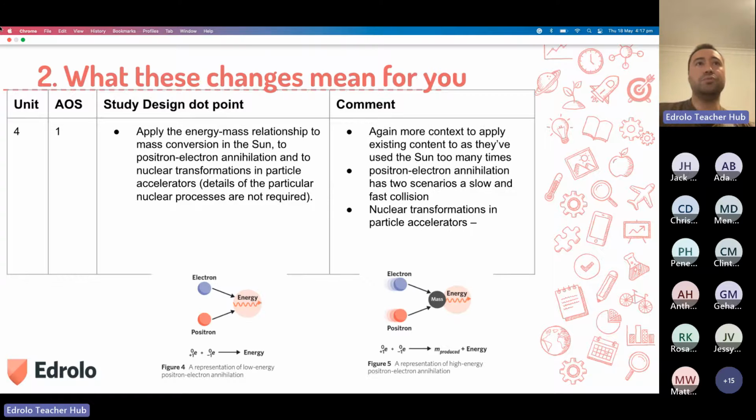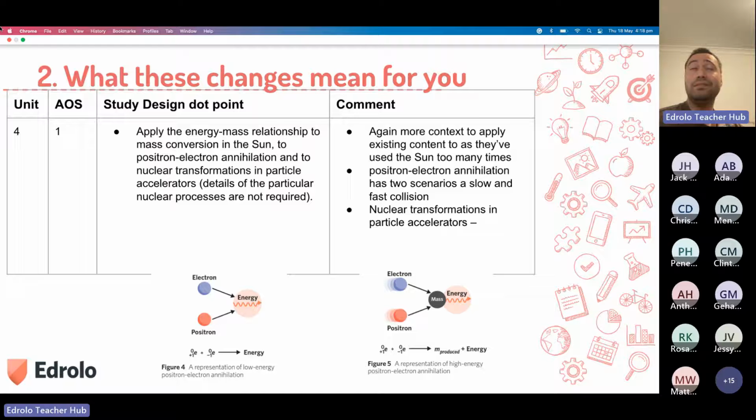That brings us to, all right, so again, in relativity, a new dot point, which is: apply the energy mass relationship to mass conversion in the sun, which has been in the study design for a while, to positron electron annihilation and to nuclear transformations in particle accelerators. Details of the particular process are not required. All right, so again, we're talking about mass energy. They've used mass energy conversion in the sun for quite a while now.